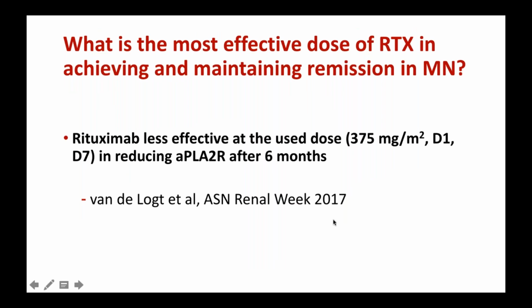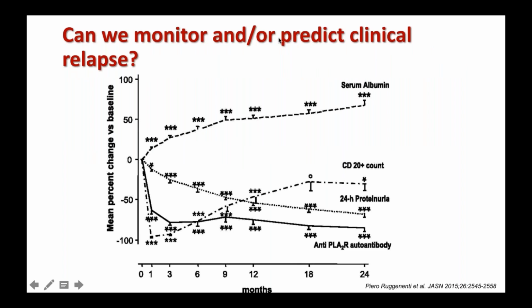And this is a paper which was presented in the ASN Renal Week just last month, where they tried different dosages. So they found that rituximab on the current dosage, which is used in the GEMRITUX study, which is 375 milligram per meter square on day 1 and day 7, is actually less effective in reducing antiphospholipase A2 receptor antibodies. So we need to develop alternative strategies. Now, the next question is, can we monitor and predict clinical relapse?